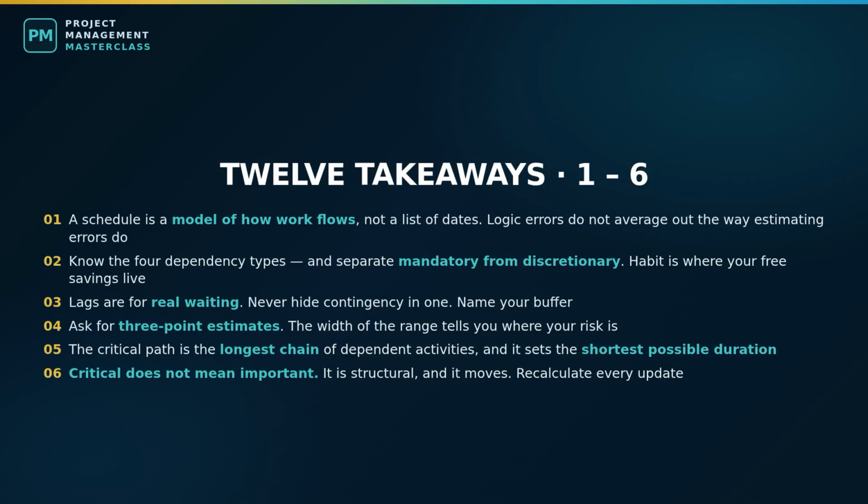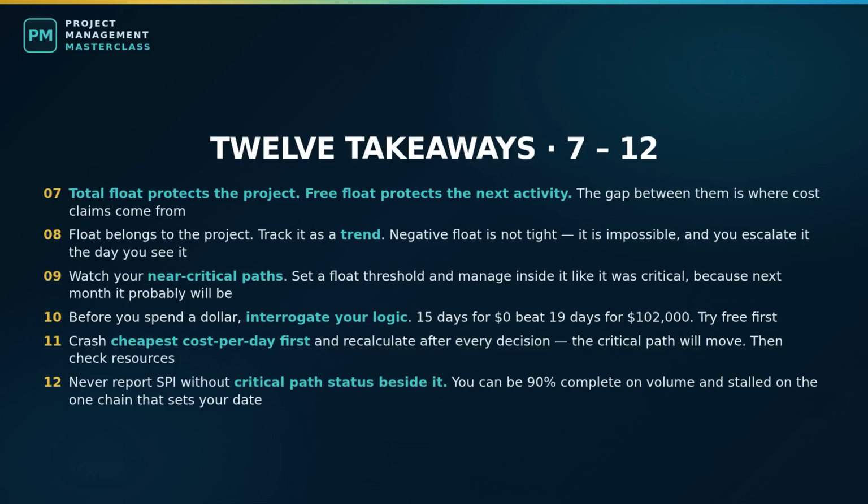8. Float belongs to the project, not to the team sitting on it. Track it as a trend. And negative float is not a tight schedule. It is an impossible one, escalated the day you see it. 9. Watch your near-critical paths. Set a float threshold in your tool and manage everything inside it like it was critical, because next month it probably will be.